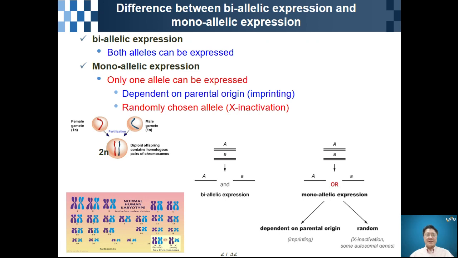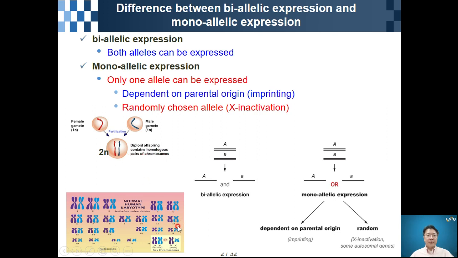So what is biallelic expression? Biallelic expression means that both alleles can be expressed. Okay, so what is an allele? For example, this is the female gamete and this is the male gamete. After fertilization, they will make the diploid.